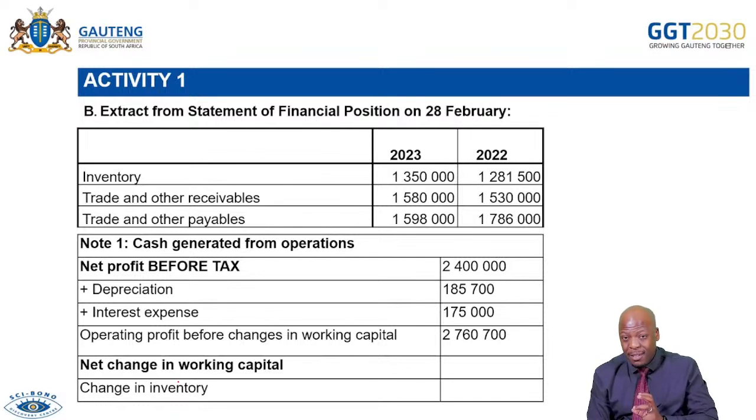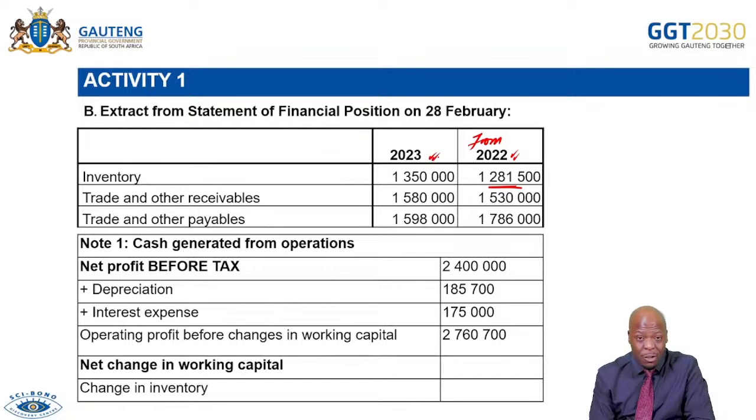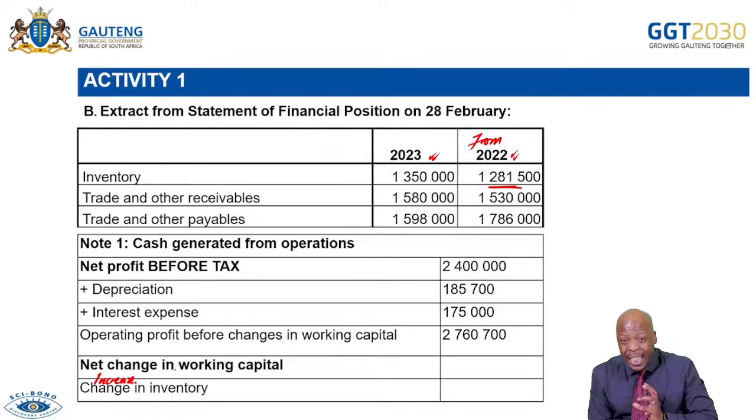It is very important that you understand from which year we are coming from and to which year we are going. We are coming from 2022, and we are going to 2023. Okay? So if you look at your inventory, in 2022, our inventory was 1,281,500. But in 2023, our inventory is now 1,350,000. So here you can see that there's an increase. It's a change, and the change is an increase in inventory.